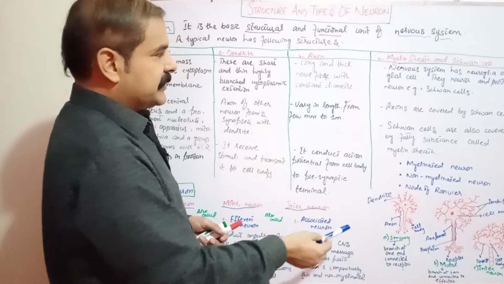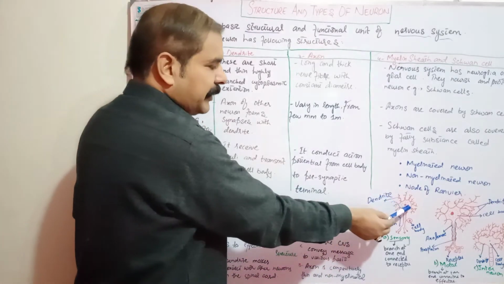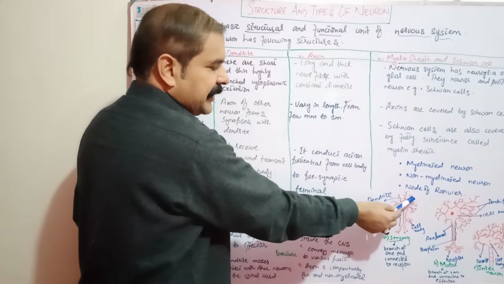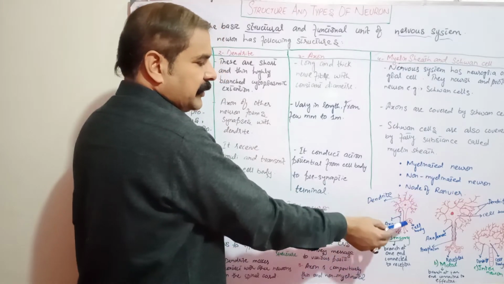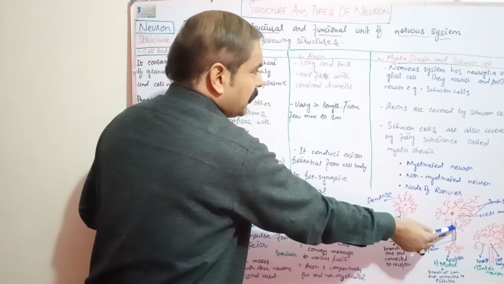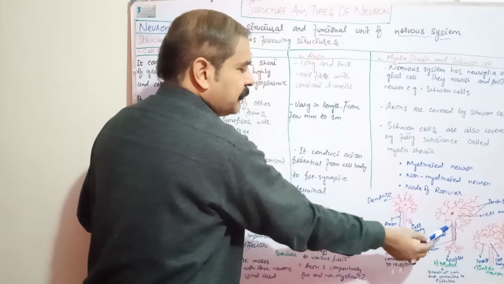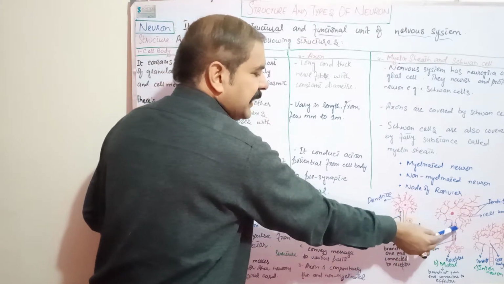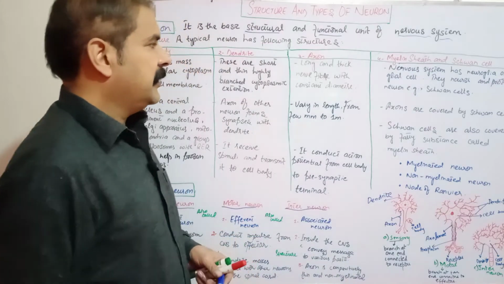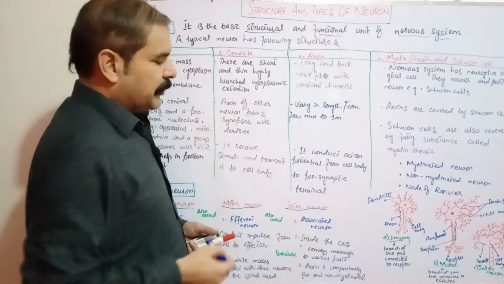The first one is cell body. The second one is dendrites. The third one is axon. And the fourth one is Schwann cells and the myelin sheath. Starting with the first one, cell body.